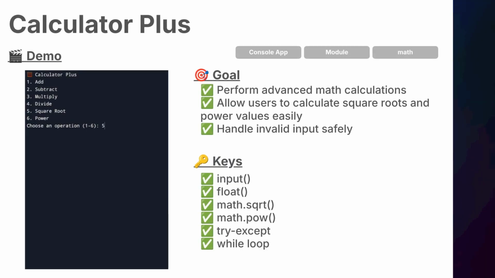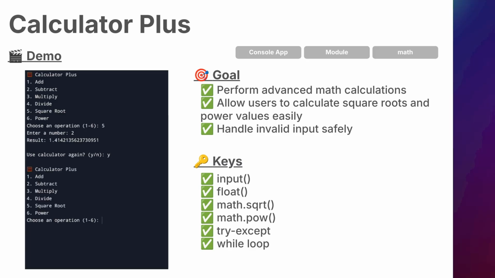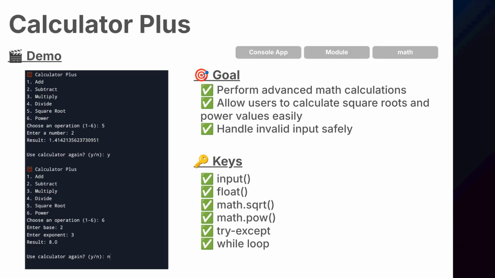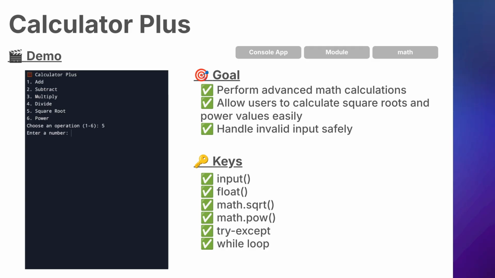Now let's zoom in on what we're actually going to build. The goal of this program is simple and practical. It allows users to choose an operation from a menu and calculate things like square roots and power values, all from the terminal. Instead of stopping at add or multiply, this calculator shows how Python can handle more advanced math in a clean and safe way, even when the user makes a mistake.